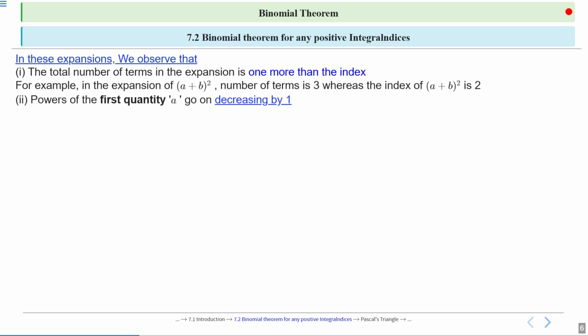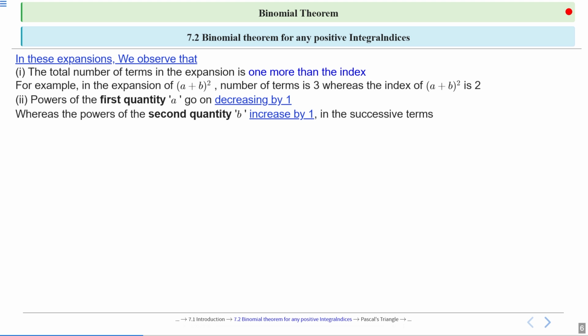Then look at the second important pattern. The second important pattern is that the power of the first quantity a decreases by 1 in each term. For example, in (a + b)³, starting from a³, then a², then a, and finally the power of a becomes 0. So here the powers of the first quantity a go on decreasing by 1. So we observe this point.